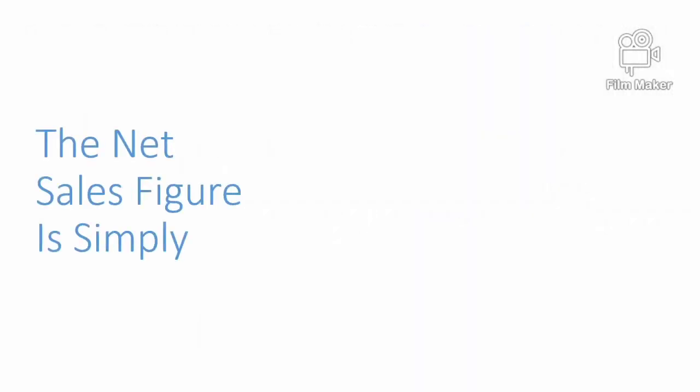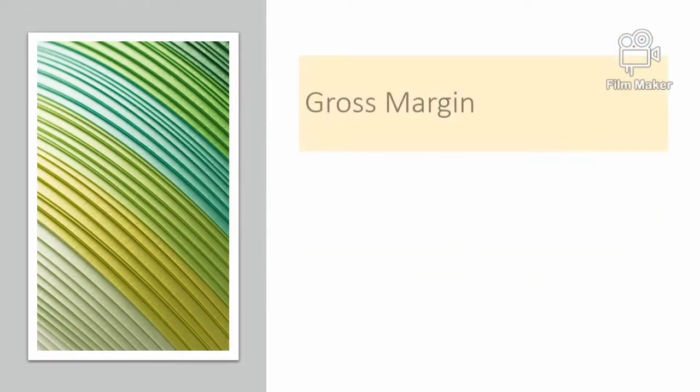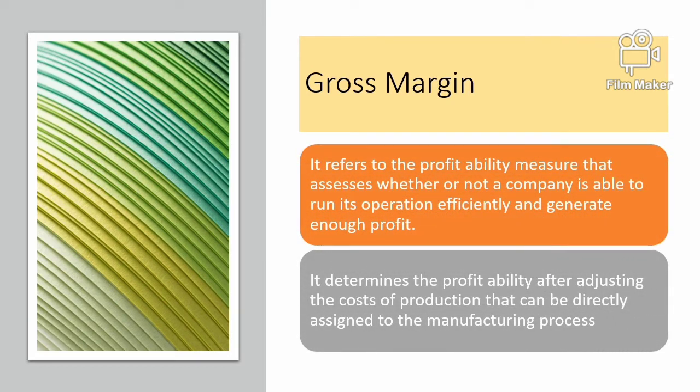The net sales figure is simply: number 1, gross revenue, followed by less the returns, allowances, and discounts. Gross margin refers to the profitability measure that assesses whether or not a company is able to run its operation efficiently and generate enough profit. It determines the profitability after adjusting the cost of production that can be directly assigned to the manufacturing process.